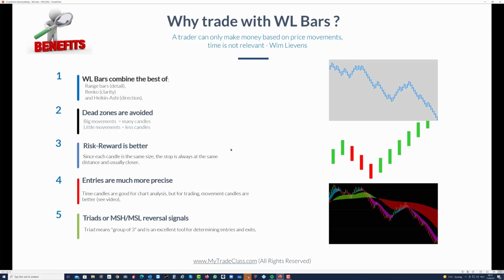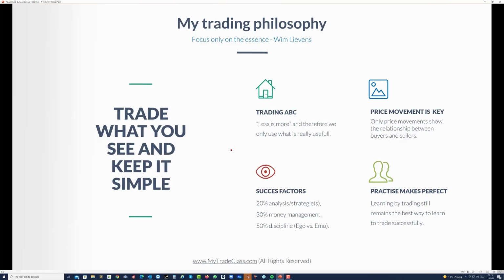So even if you're already trading with other types of candles, you could add these WL bars to your trading system, and it could give an extra dimension, making it a lot more precise. Now, I use triads as well, but I will come to that a little bit later.